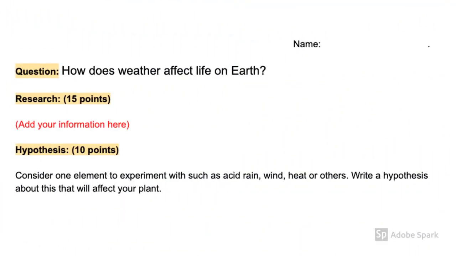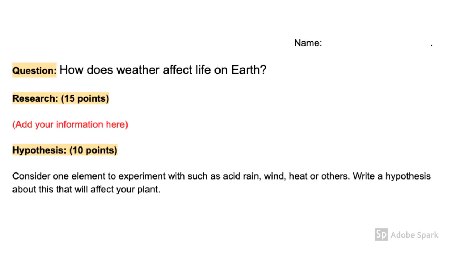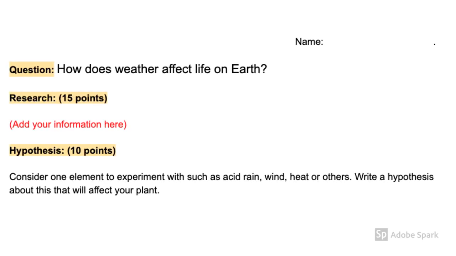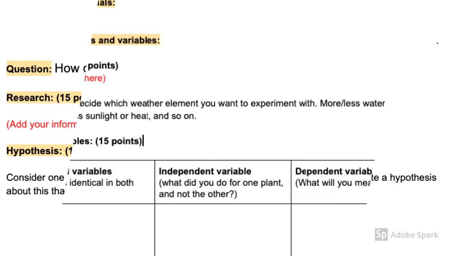So this is what the assignment looks like. The question is there, the research you've already done, and then comes the hypothesis. So how are you going to answer this question in an if-then format? If you do so and so, then what will happen to your plant? And that is worth 10 points. But it has to be the variable that you decide that you're actually going to change in your experiment. So if you're choosing wind, talk about wind. If you're choosing acid rain, talk about acid rain.